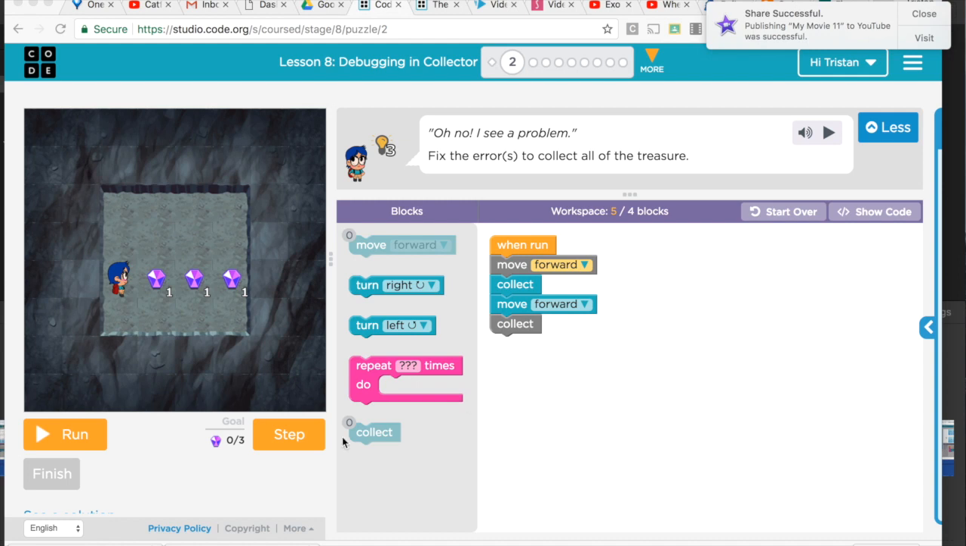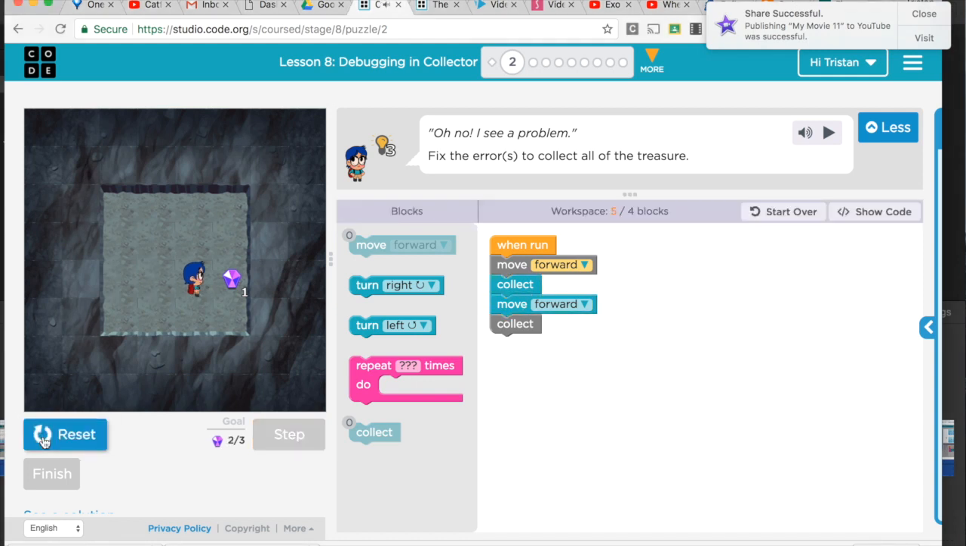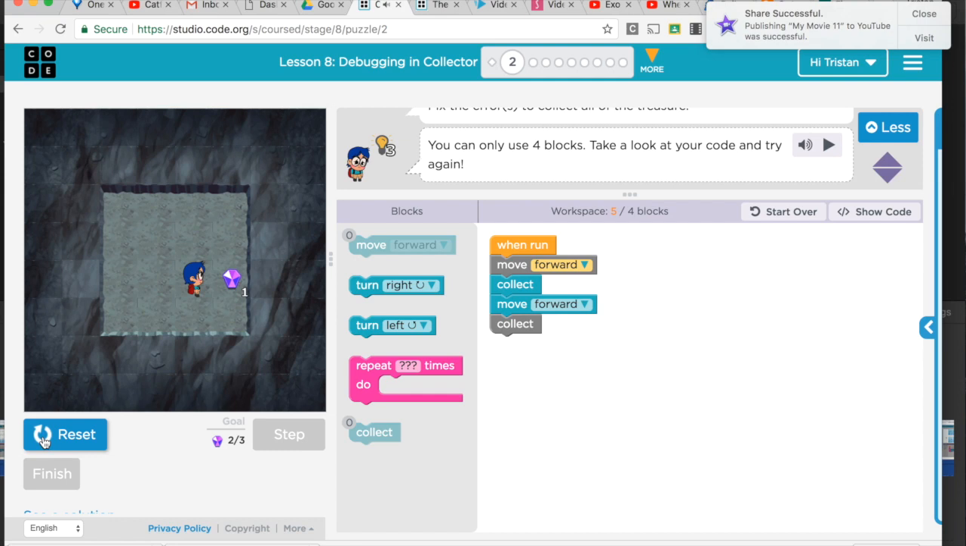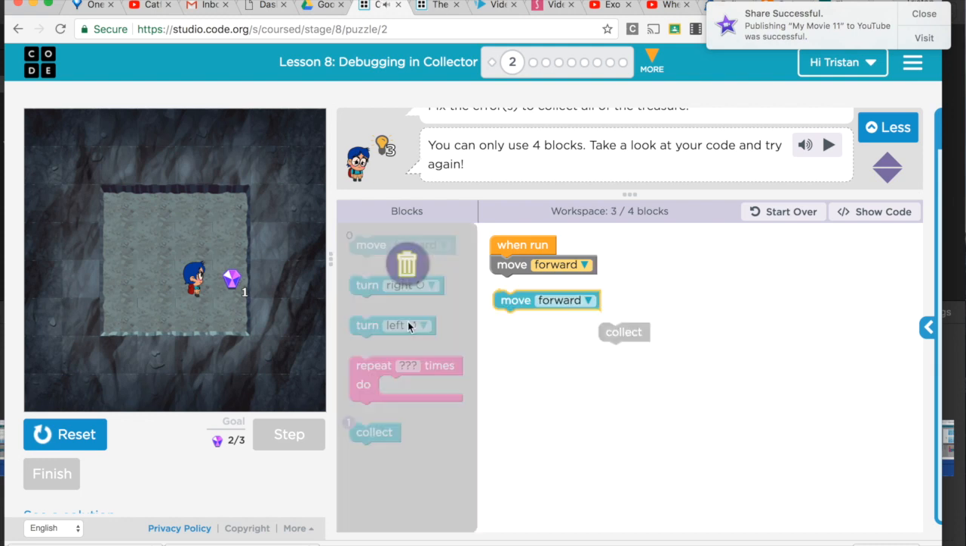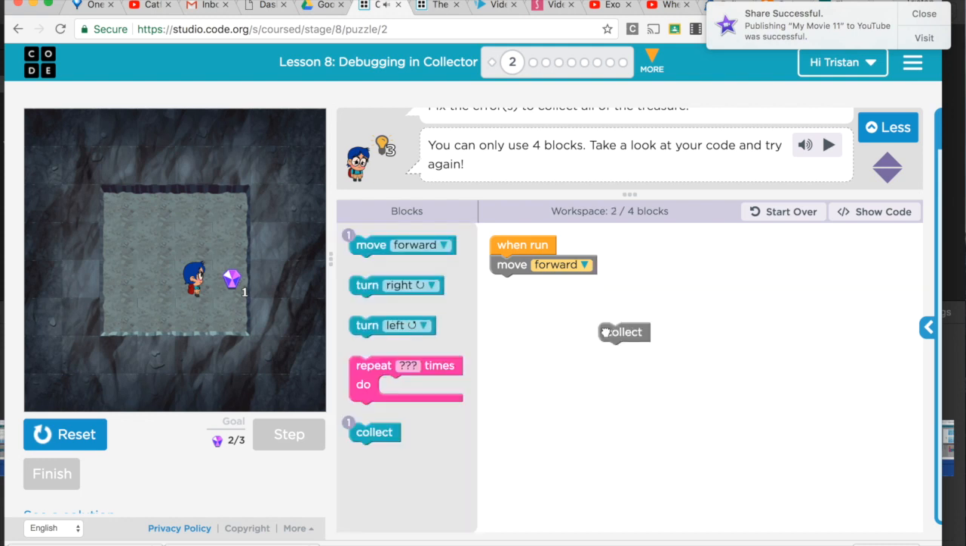So we see here when we run it on level 8 that he only gets 2 of the 3 gems. So I already see a problem here. They are looping the same thing over and over again, right? So let's get rid of these blue blocks because they obviously don't belong. Gray blocks are usually a hint that the code needs to be there.